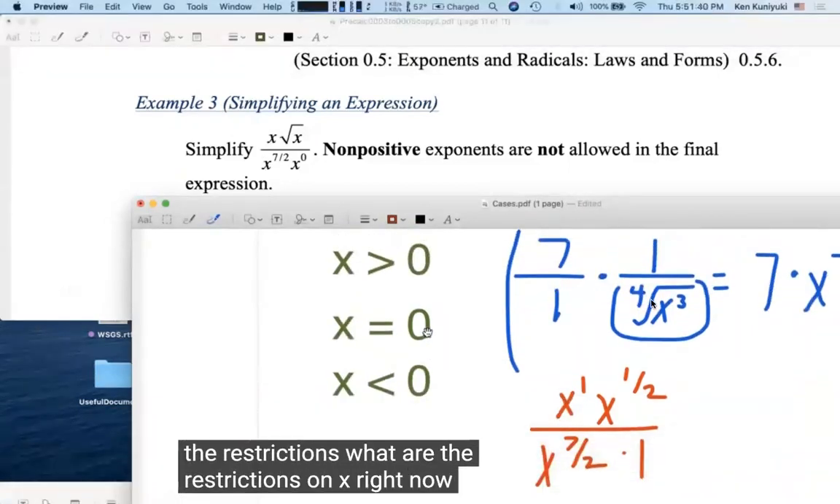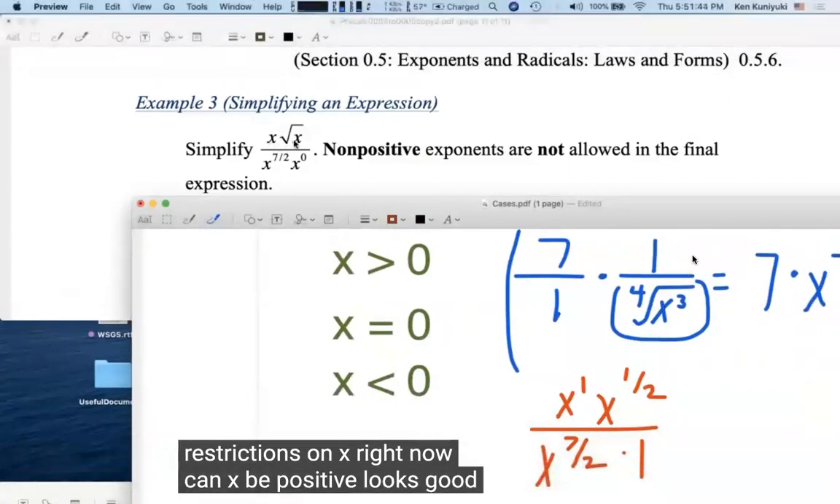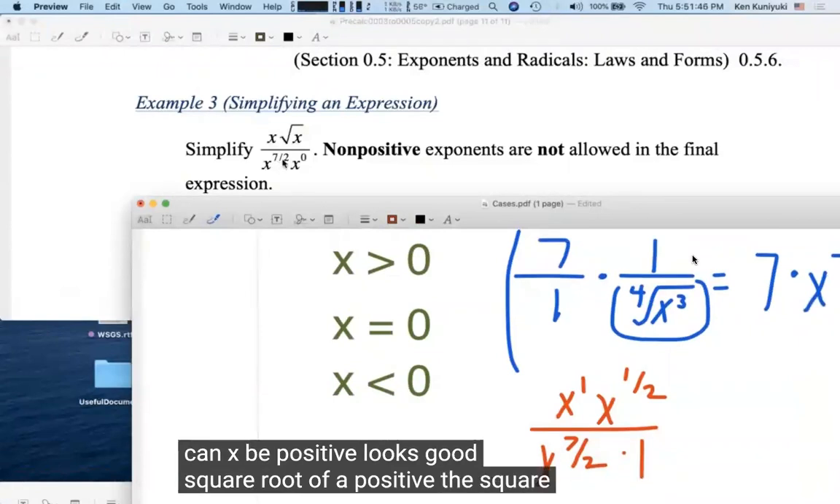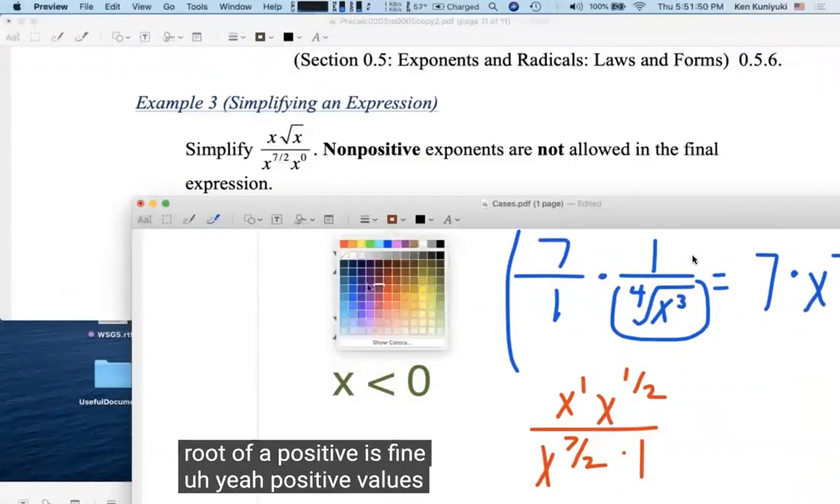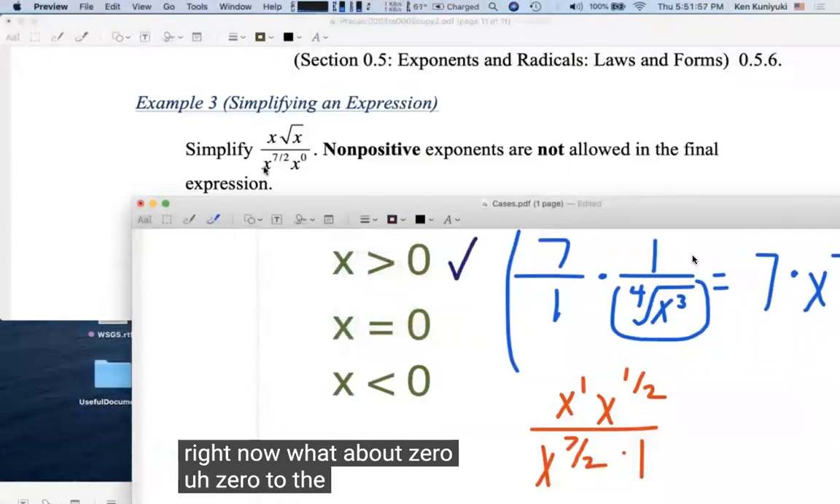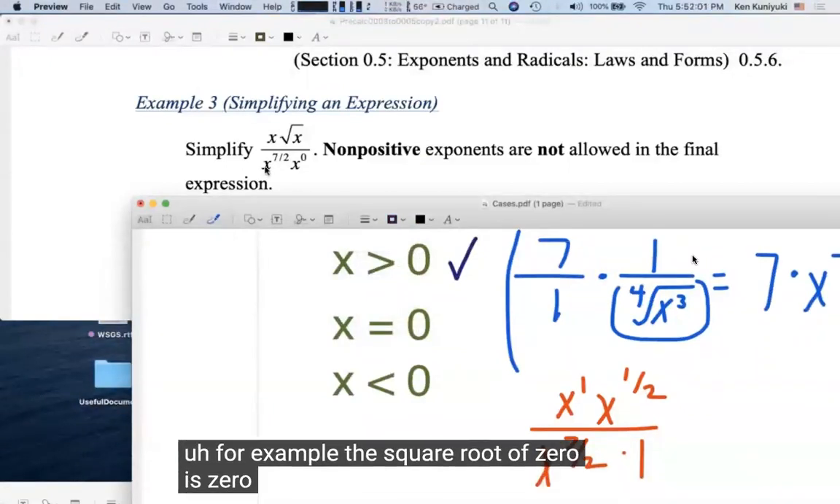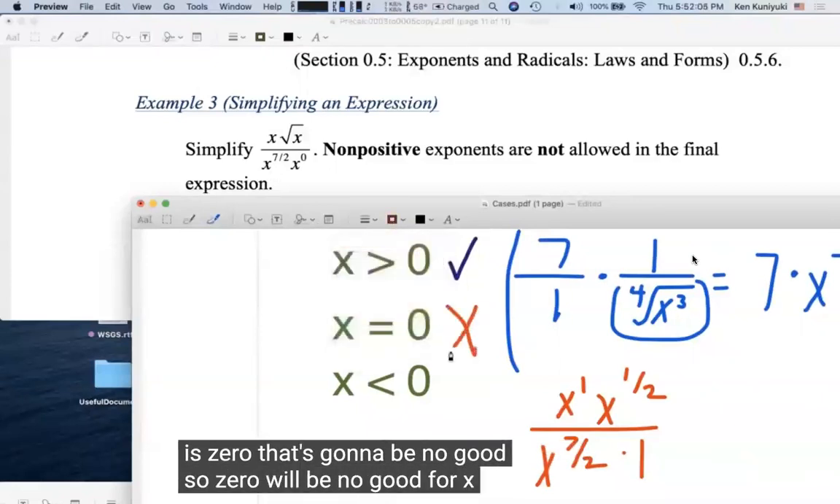What are the restrictions on x right now? Can x be positive? Looks good. The square root of a positive is fine. Yeah, positive values for x look good right now. What about 0? 0 to the 7 halves. For example, the square root of 0 is 0. That's going to be no good. So 0 will be no good for x.